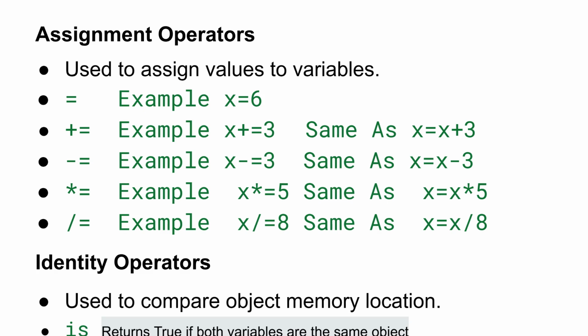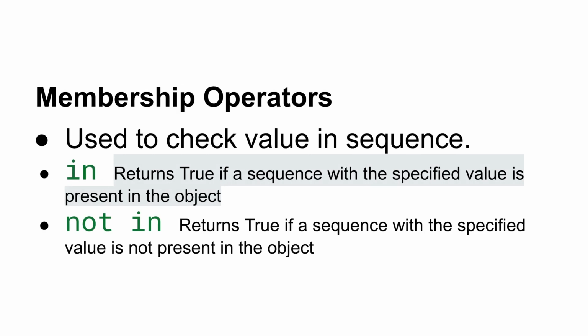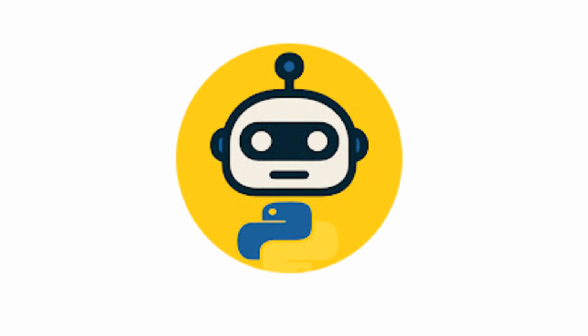Identity operators, is and is not, compare the memory location of objects. Membership operators check if a value exists within a sequence. The in operator returns true if the value is present, while not in returns true if the value is not present in the object.